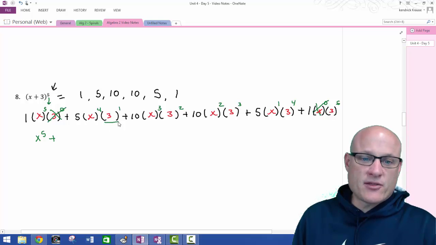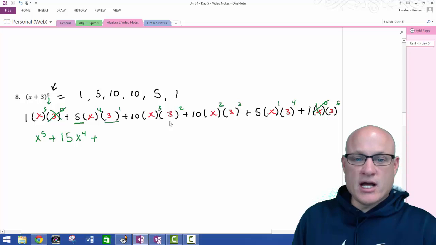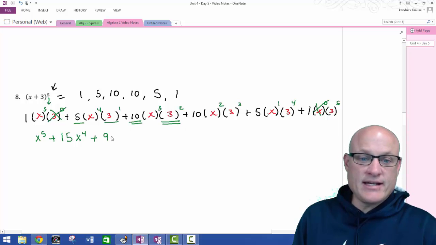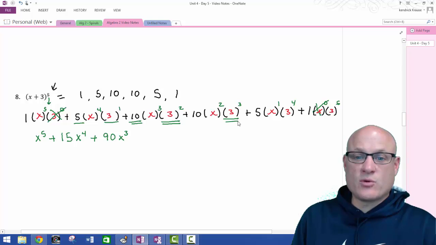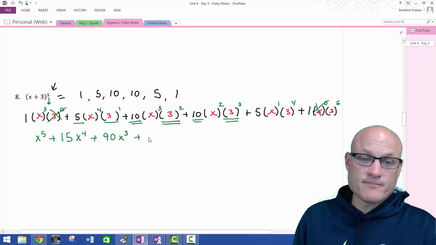So, x to the 5th. Plus, everything's going to be positive this time because there are no negatives, which is nice. So now you've got a 3 times a 5, so that's 15 x to the 4th, plus, now I've got a 9 times 10, so that's 90 x cubed. This is 27 times 10, 270.